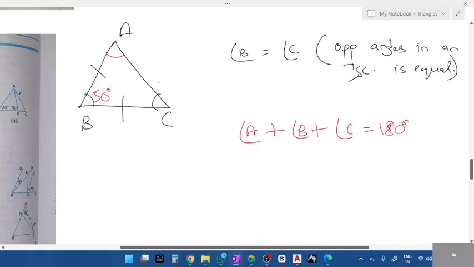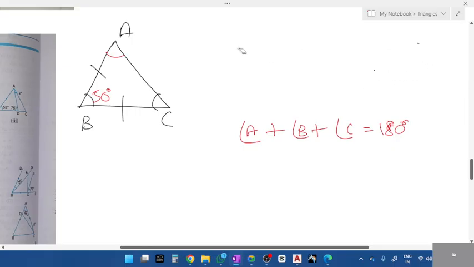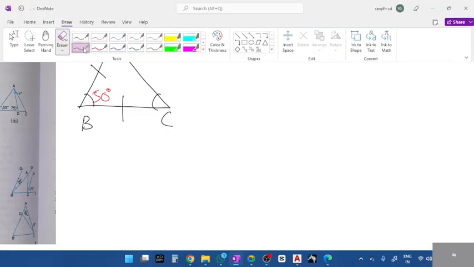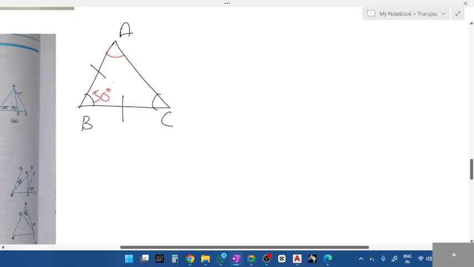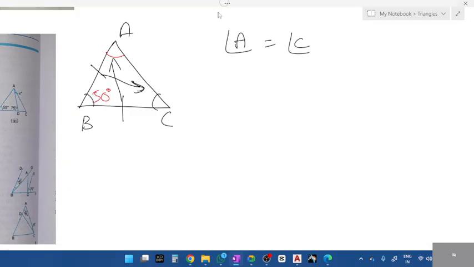AB is equal to BC. Then which two angles will be equal? Yes, which two angles? Not A and B. How do you check opposite angles? You just draw a line in the opposite direction. Which two angles will be equal? Angle A and angle C. That is what you have to find.